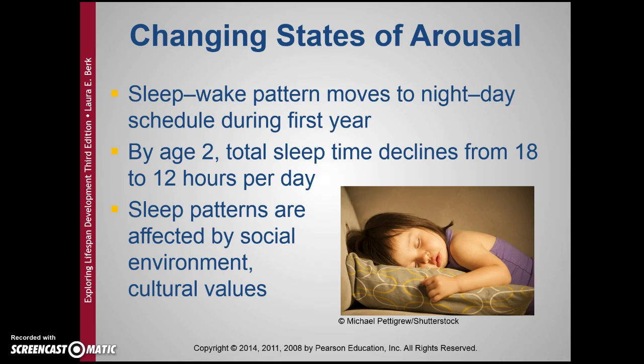By age 2, total sleep time will decline from 18 to 12 hours per day. That means their nap times will be reduced, or if they still take the same number of naps per day, they'll be much shorter. Like, for instance, I used to love when my 2-year-old would take a 3-hour nap in the afternoon, and how sad I was by the time he was 3 that he was only napping for 45 minutes. But he had a lot to do, and he was a very curious child. But he was sleeping longer at night.